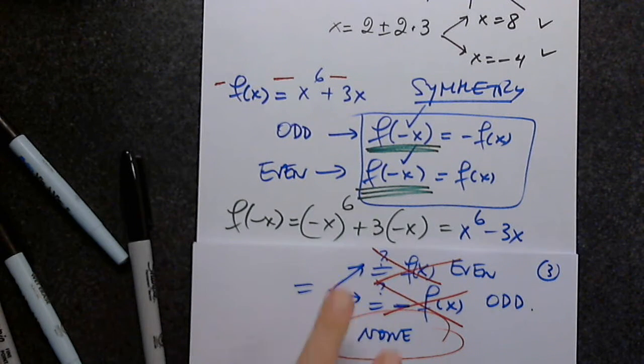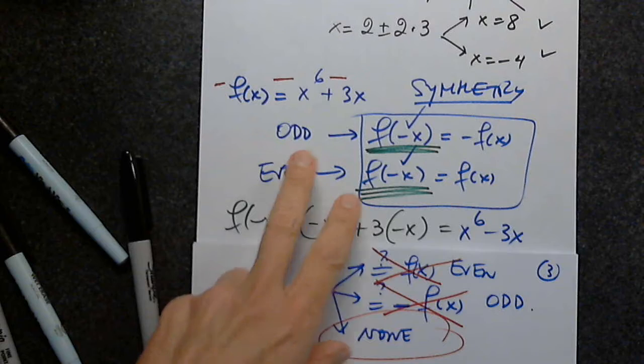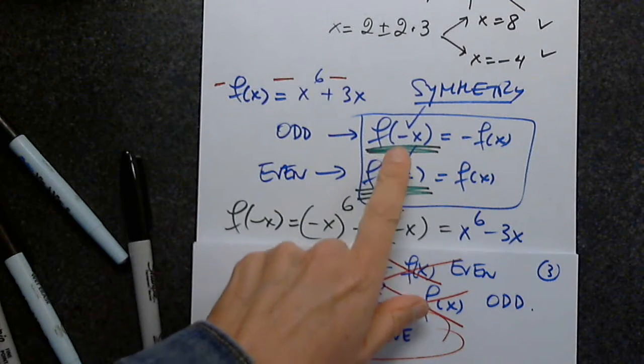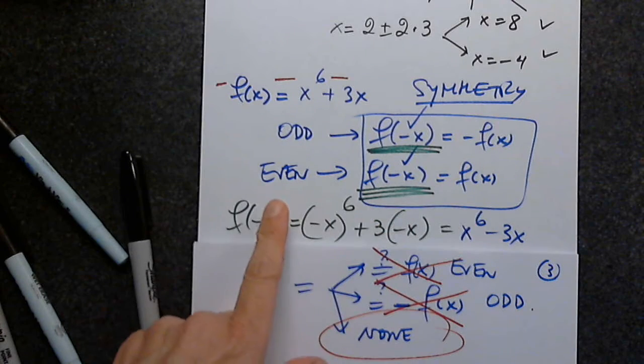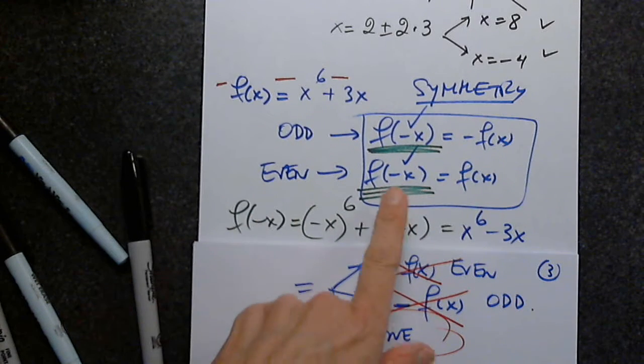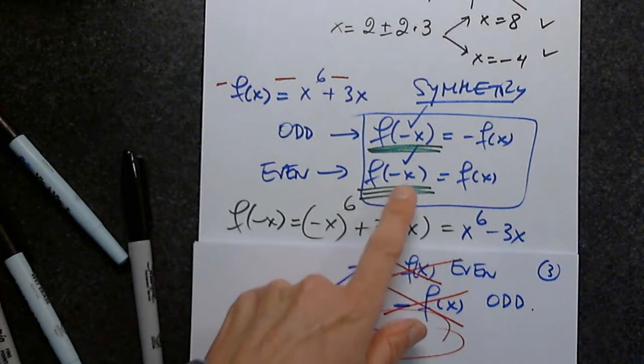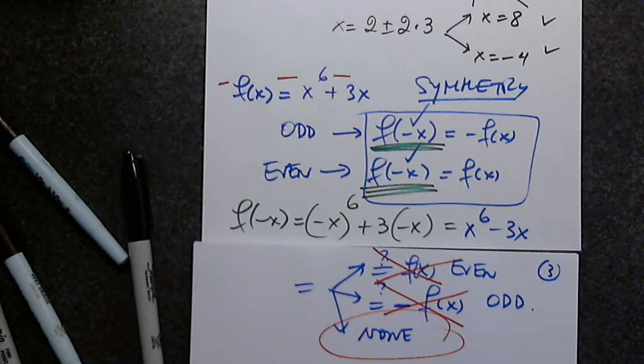If a function is symmetric with respect to the origin, we can show that f of negative x must equal negative f of x. If a function is symmetric with respect to the y-axis, we can show at all times that f of negative x equals f of x. And we illustrated the property with 2 different graphs. One for the odd function with x cubed, and the other one with x squared.